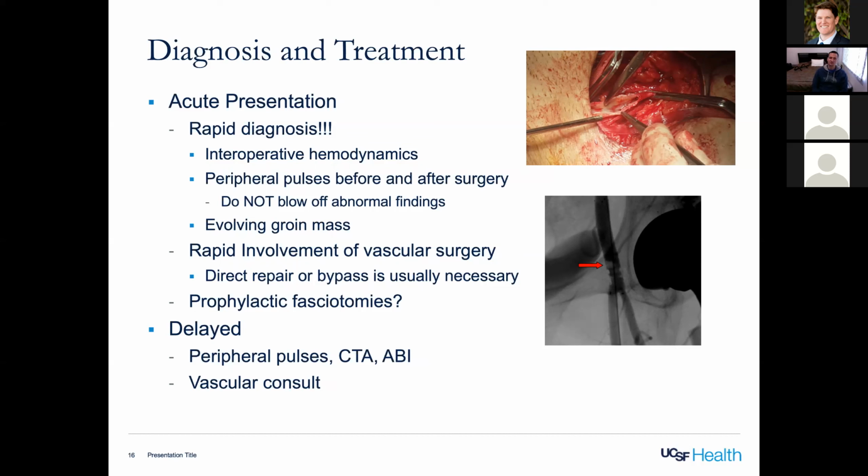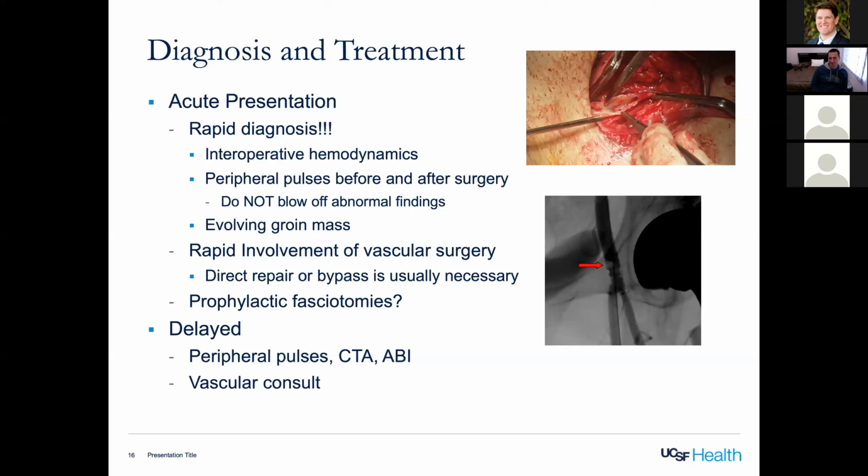It's critical to check peripheral pulses before and after surgery. I think all of us have gotten in the habit of doing this, but it's really important, as Moose's catch at the General illustrates, that you don't blow off abnormal findings and say, oh, they have a cold foot, or it'll come back. If there was a pulse before surgery and you can't find a pulse, you need to prove to yourself that there's either a pulse by Doppler or that there's no significant change in pulse.